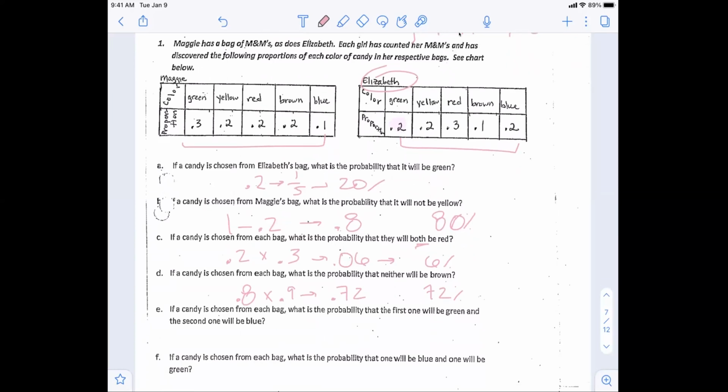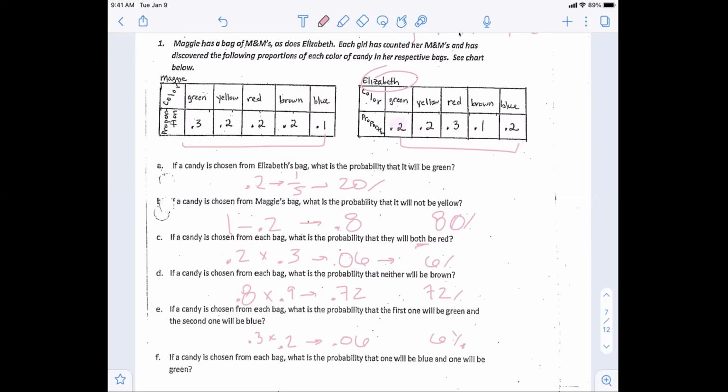Everyone good so far? Okay, next one. If a candy is chosen from each bag, what's the probability that the first one will be green and the second one will be blue? Okay, so this says that order matters. And since Maggie's bag is listed first, we're going to assume that we're always pulling from her bag first and then Elizabeth's second. So this means that we can only try the situation where we get a green one from Maggie and a blue one from Elizabeth. What's the probability we get a green one from Maggie? 0.3. What about a blue one from Elizabeth? 0.2. So 0.3 times 0.2, and I get 0.06 or 6%.